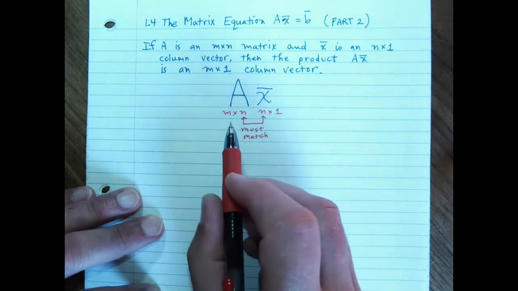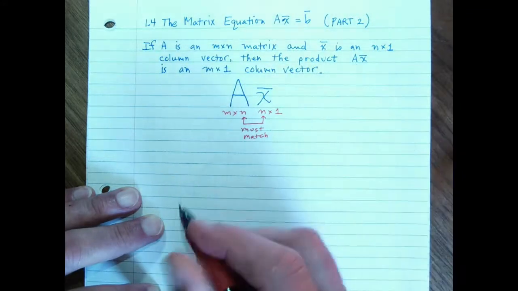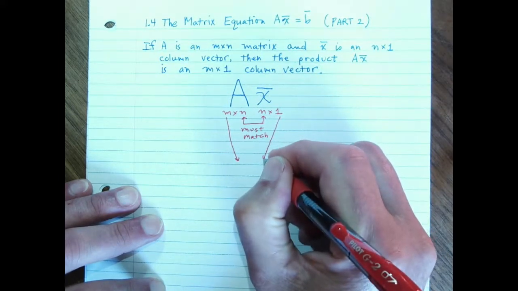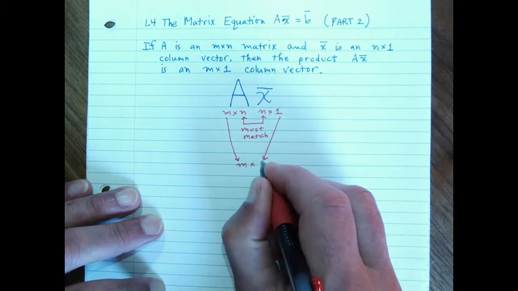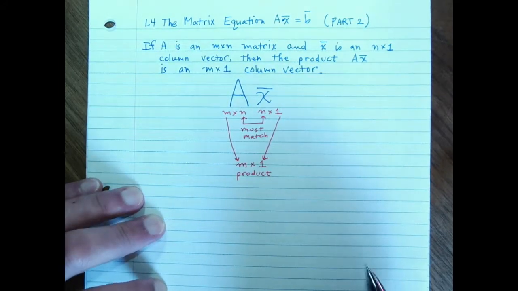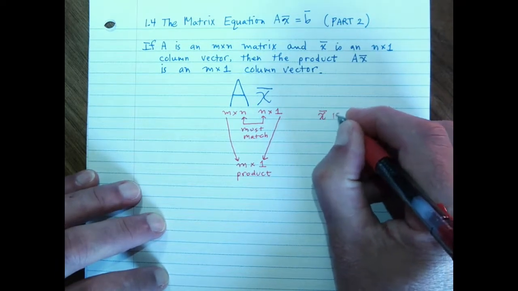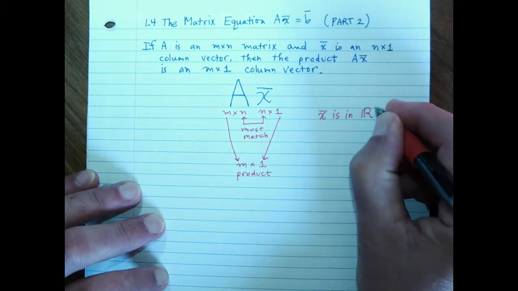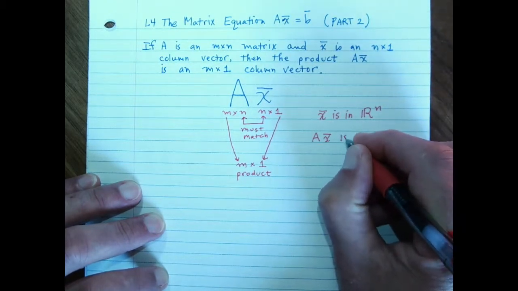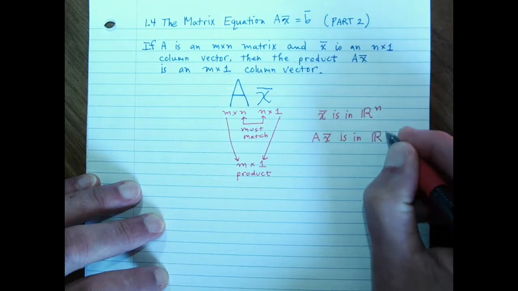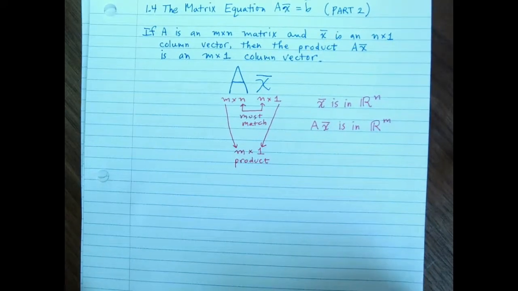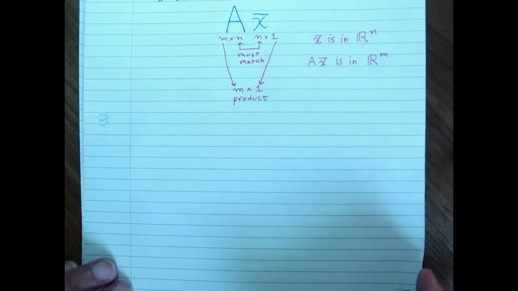And what I want you to realize is there's no mystery to where this product vector comes from. It's almost like the n's cancel out, and we end up with an m by 1 product. So X is in Rn, an n-dimensional column vector, but the product AX that we get is a column vector in Rm. And with practice, we'll get used to this fact. It won't seem quite so mysterious. Now, let's go ahead here and move this up a bit.